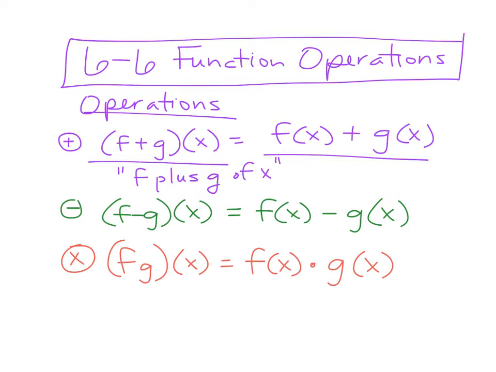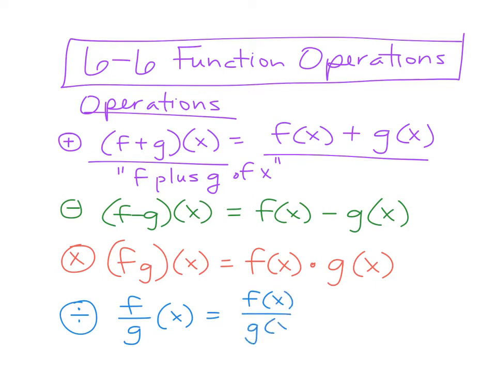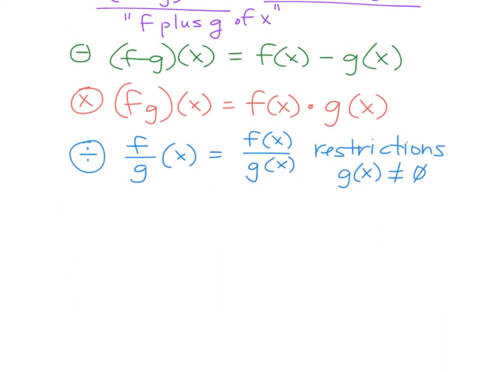Oh, what should our last color be? Blue. We'll go blue. And then division. Okay, your division is going to look like this. F over g of x, which is basically saying take your f of x and divide by your g of x. With this one, there will be restrictions. Do you know why there will be restrictions? Right, g of x cannot equal 0, okay? So just be aware that when you do division, you might have to specify some restrictions, okay? Just kind of depends how your problem ends up.